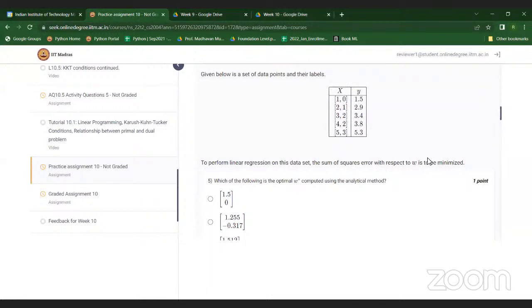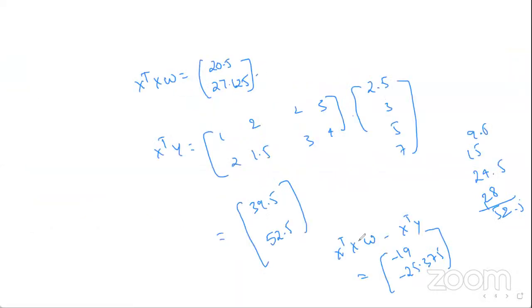You should equate X transpose X W minus X transpose Y. You have this, right? This X transpose X W minus X transpose Y should be equated to 0, which gives you W equal to X transpose X inverse multiplied by X transpose Y. Okay, understood.